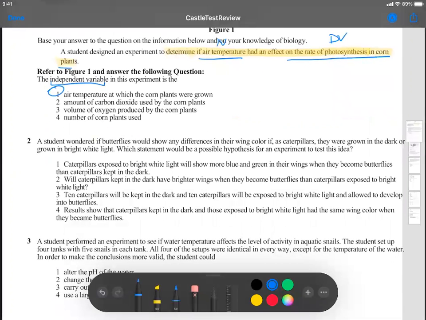All right, number 2, a student wondered if butterflies would show any differences in their wing color if as caterpillars they were grown in the dark or grown in bright white light. Which statement would be a possible hypothesis for an experiment to test this idea? Number 1, caterpillars exposed to bright white light will show more blue and green in their wings when they become butterflies. Number 2, will caterpillars kept in the dark have brighter wings when they become butterflies than caterpillars exposed to bright white light? Number 3, 10 caterpillars will be kept in the dark and 10 will be exposed to bright white light and allowed to develop into butterflies. Or 4, results show that caterpillars kept in the dark and those exposed to bright white light had the same wing color when they became butterflies. Show me what you got in 3, 2, and 1.